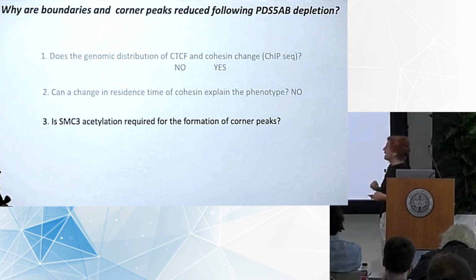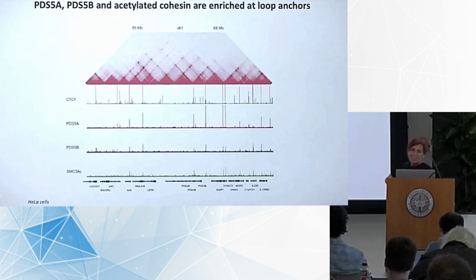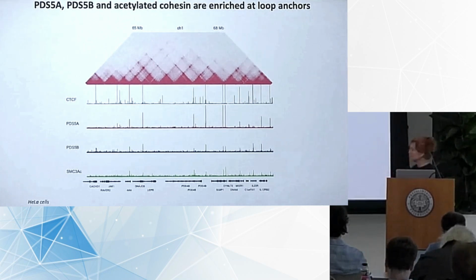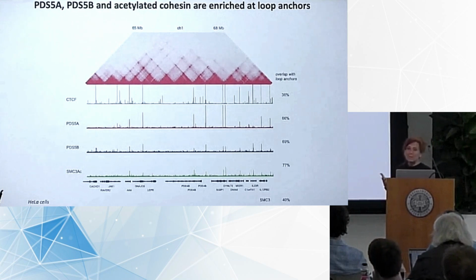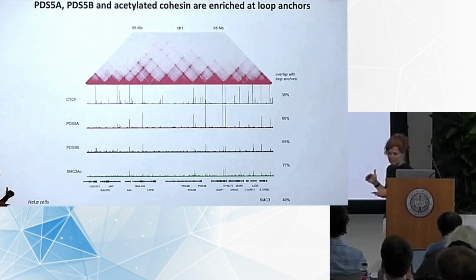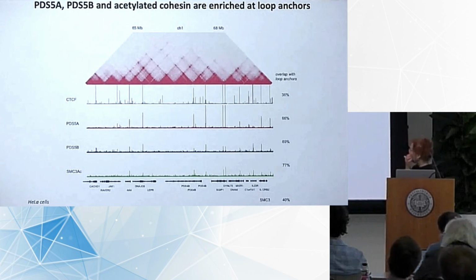So the next question we ask is whether acetylation is actually required for the formation of corner peaks. Here I just want to mention that PDS5 A and B localize by ChIP-seq very often at the loop anchors, and this is also the case for acetyl SMC3. They do so much more often than CTCF and cohesin, meaning that many CTCF and cohesin peaks localize somewhere else and not at the loop anchors. So there is some function of PDS5 and SMC3 at the loop anchors.